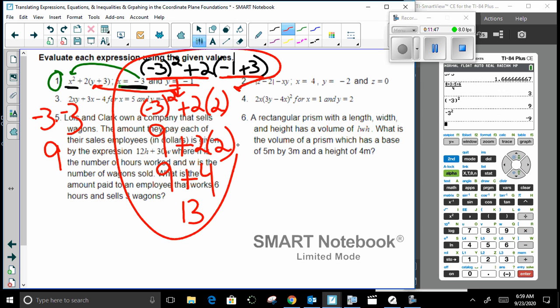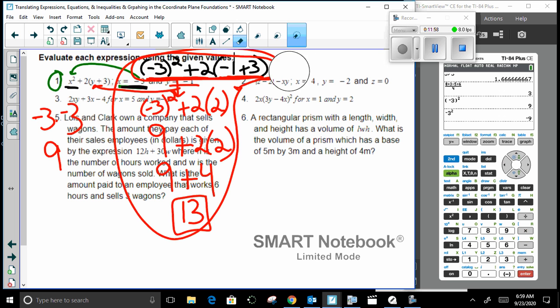Could I have double checked myself on the calculator and put this whole entire thing in to make sure I get that answer? I sure can. But show your work or you don't get credit. You know that. All right, let's look at number 2 and then I'll leave the rest for you to try on your own.